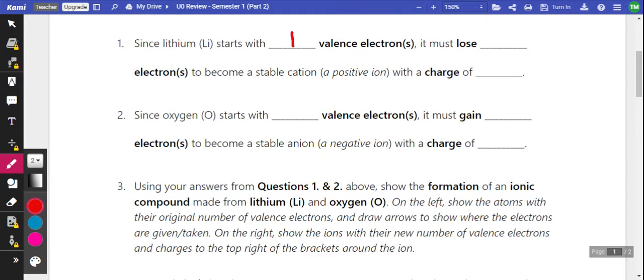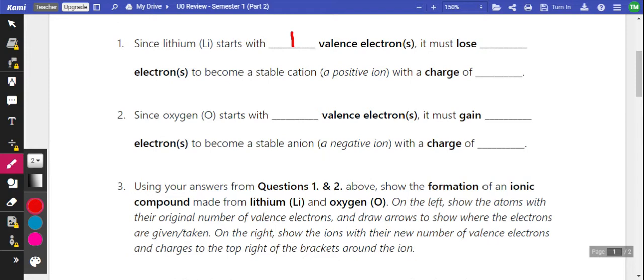Now, in order to become more stable, a neutral atom isn't really the best case scenario. For an atom to be stable, we try to get it to mimic a noble gas, which is what we call the elements in the 18th column of the periodic table. Those noble gases in column 18 are very stable. They're like the royalty, the cool kids of the periodic table. And the way that elements mimic them is to have the same electron configuration.